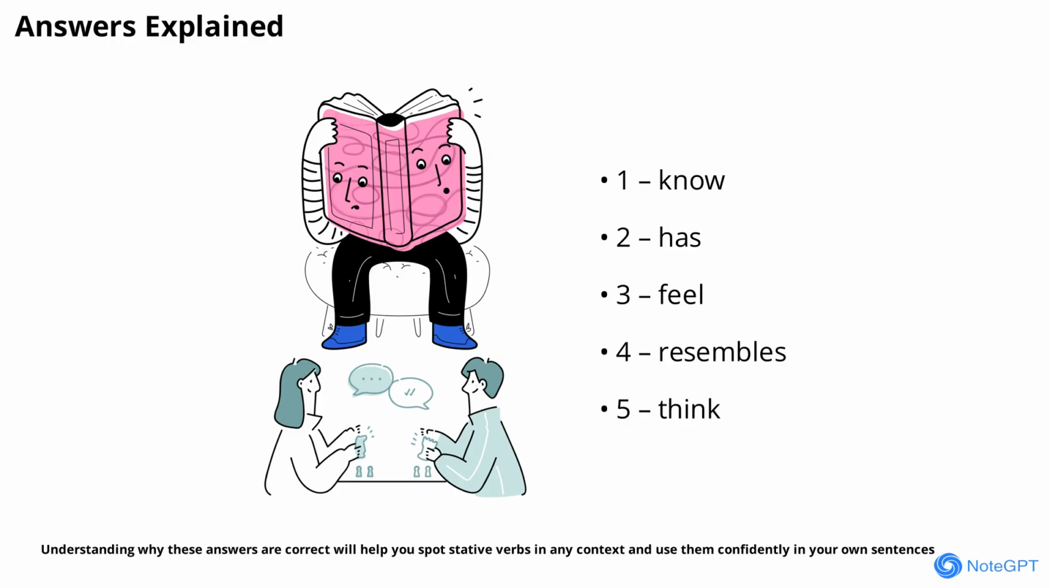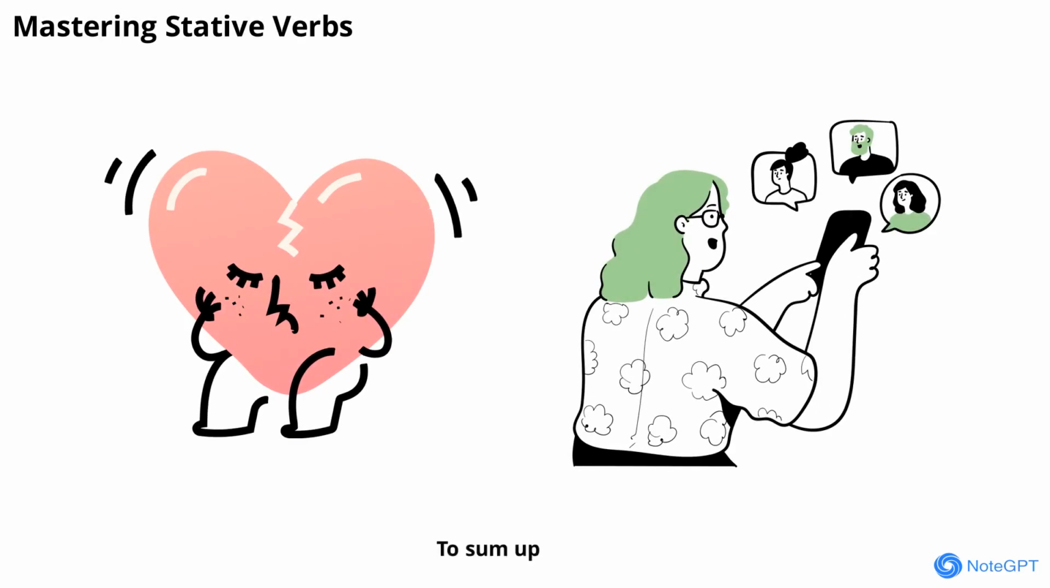To sum up, stative verbs are essential for expressing states, feelings, and opinions in English. They're different from action verbs and have special rules, especially with continuous tenses. By practicing and recognizing these verbs, you'll sound more natural and fluent. Keep an eye out for stative verbs in conversations, books, and media, and try using them in your own speech. The more you practice, the more confident you'll become.